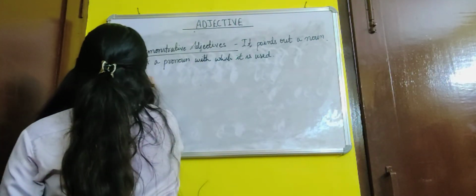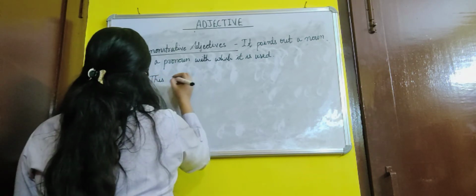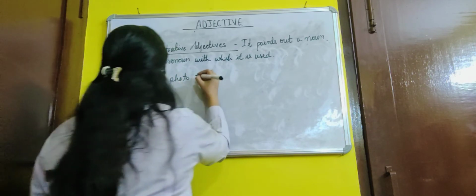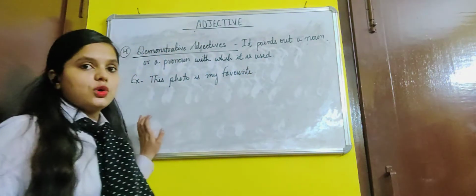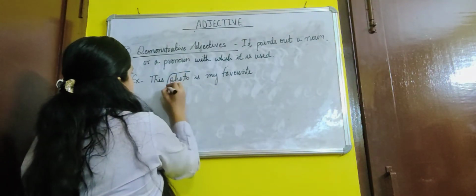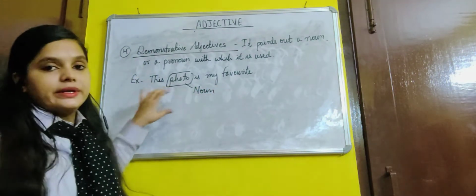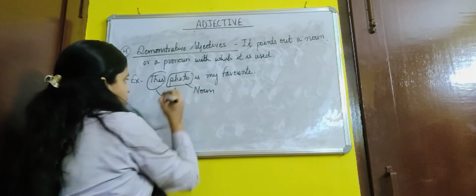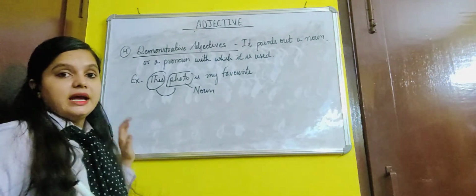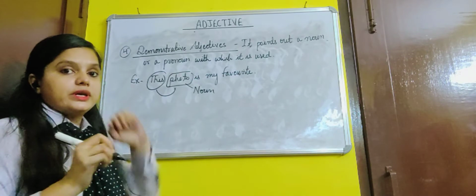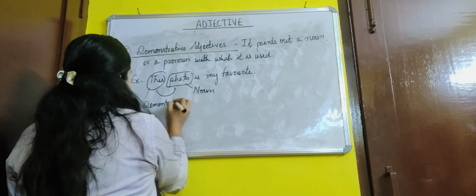Okay, for example, this photo is my favorite. So here we are talking about a photo, and the word this points out toward this noun. Which photo? This photo. So this photo is my favorite. It means I am using this adjective to identify that photo. So here the word this is a demonstrative adjective.